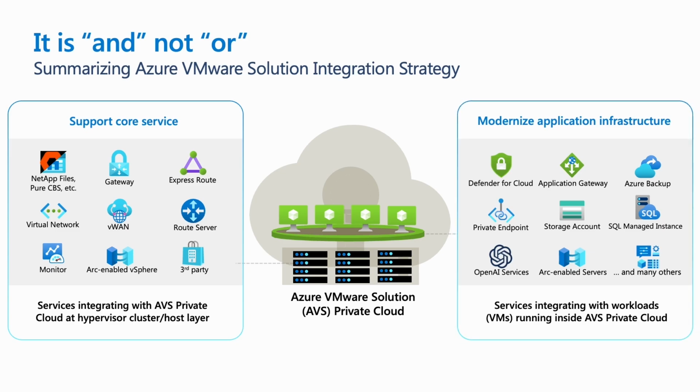And then the right-hand side, we have some other services that are focused more on modernizing application infrastructure. And these are some similar examples to what we were just looking at on some of our previous slides. So what I want to emphasize here is you don't have to choose one or the other of these. It could be that some of these core services make sense for you to adopt as part of your integration strategy, in addition to the application infrastructure components that will allow you to modernize those applications.